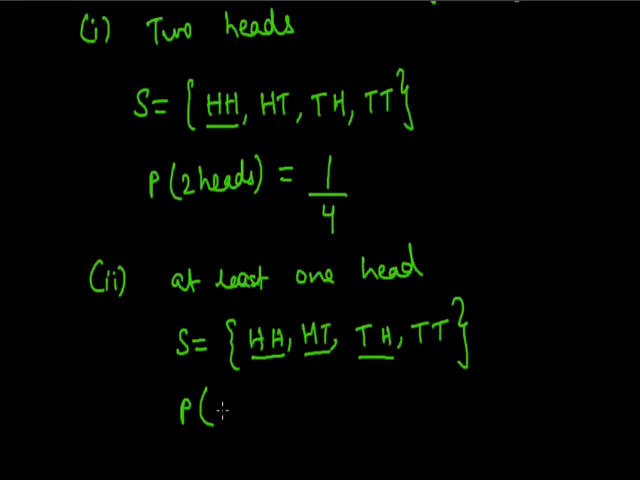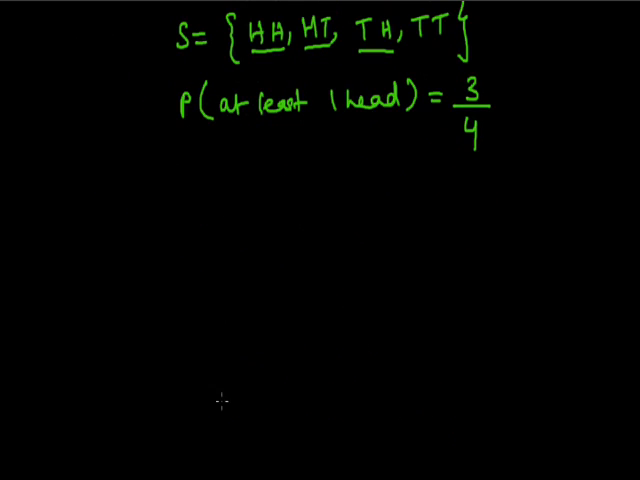So the probability of getting at least one head will be the total number of favorable outcomes. The total number of favorable outcomes will be 3, because in 3 cases we are getting either one or more than one head. So the total number of favorable outcomes will be 3, divided by the total number of possible outcomes. The total number of possible outcomes will be 4. So the probability of getting at least one head will be 3 by 4.